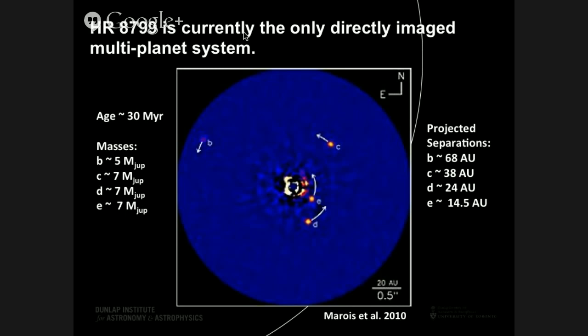These are our best estimates for the masses of these planets. I'll talk a little bit more about why we think these are the masses, or at least the upper limits on the masses, somewhere between 5 and 7 times the mass of Jupiter. So they're pretty heavy, and their projected separations are actually quite large. The closest one that we see is about 15 AU separated from the star, all the way out to almost 70 AU for the outermost planet. So this is a large, wide multi-planet system. This is very young. 30 million years, yes, quite young.